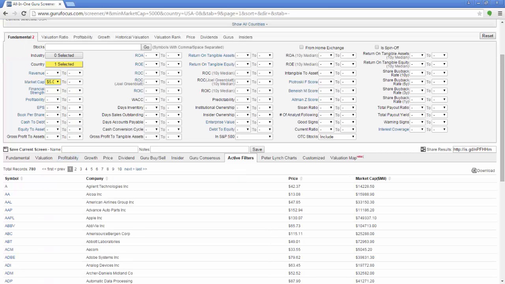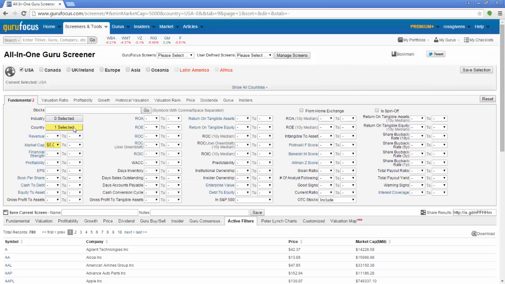So you notice here I've already trimmed our list from several thousand down to 780 stocks. So these are the 780 U.S. publicly traded companies with a valuation of $5 billion and higher. You don't have to do that screen. Here you can select whatever country you choose, whatever industries you prefer to invest in.